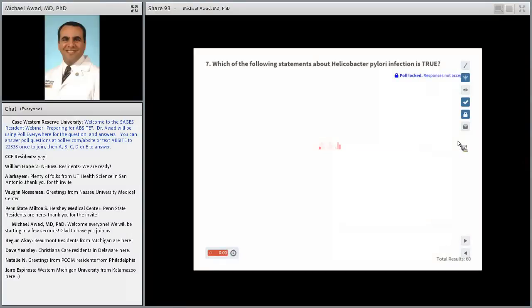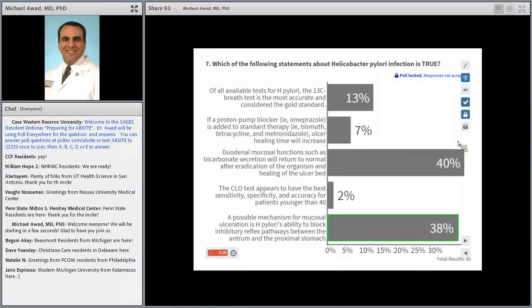Okay, so the correct answer here is the last one, E. So let's talk about this one a little bit, as there's some difference of opinion here. This question really deals with the interplay and mechanisms of H. pylori and its relationship to duodenal ulceration. One of the theories is that H. pylori infection of the antrum blocks the inhibitory reflex pathways from the antrum to the gastrin-producing cells and the parietal cells of the proximal stomach. This results in hypergastrinemia and increased prolonged acid secretion, leading to duodenal ulceration.